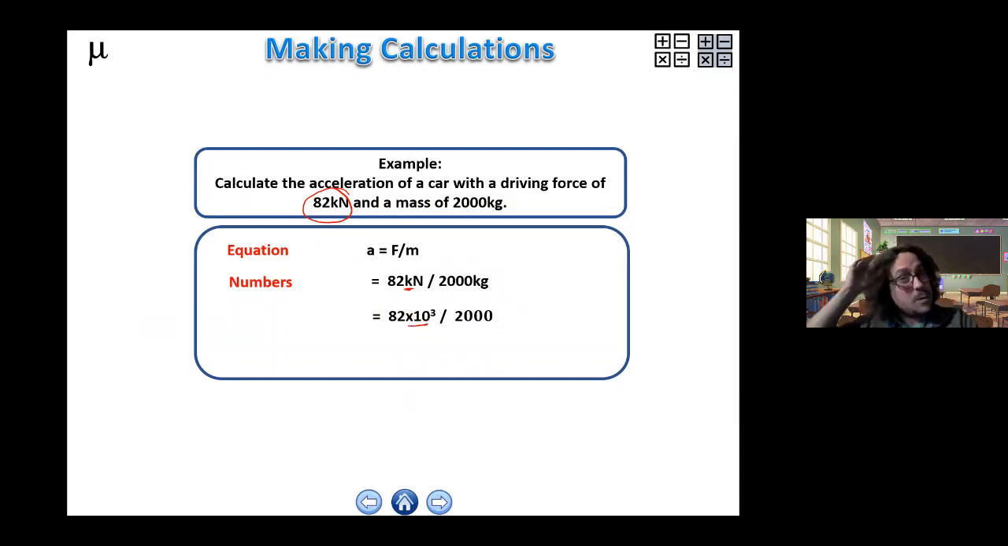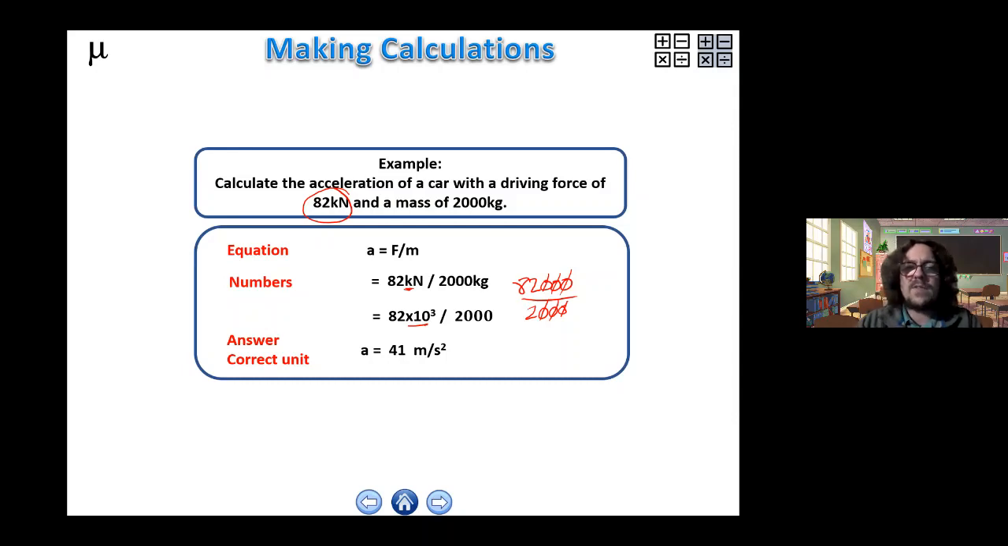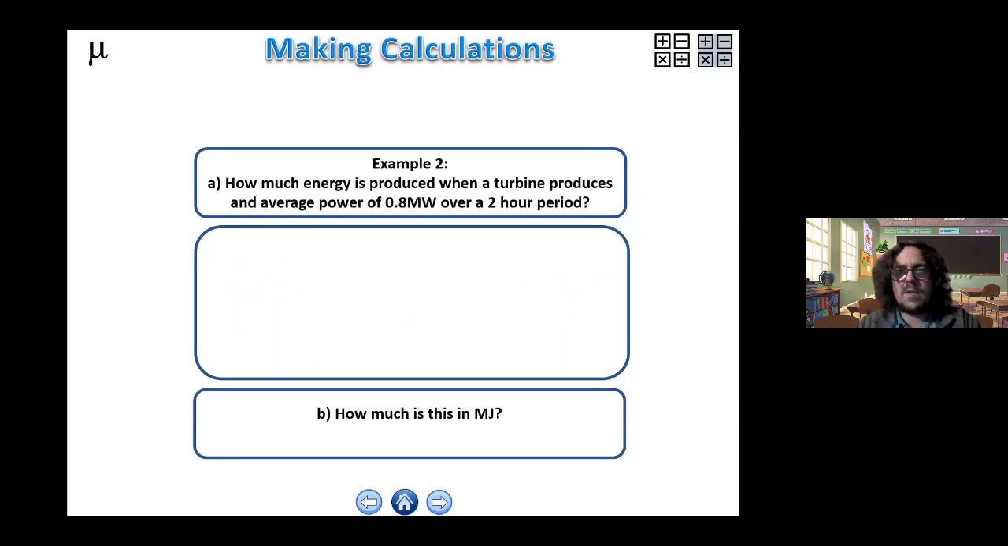It's 82,000 newtons. And now that I've replaced the kilo with the times 10 to the 3, or if you're happy to, it's perfectly reasonable to do 82,000 divided by 2,000, and that's absolutely fine. You can actually start cancelling some zeros there. Oh, that's fun. Okay. And then we end up with the correct answer, 41 meters per second squared. You have to deal with the kilo part, okay? Let's have a look at another one.